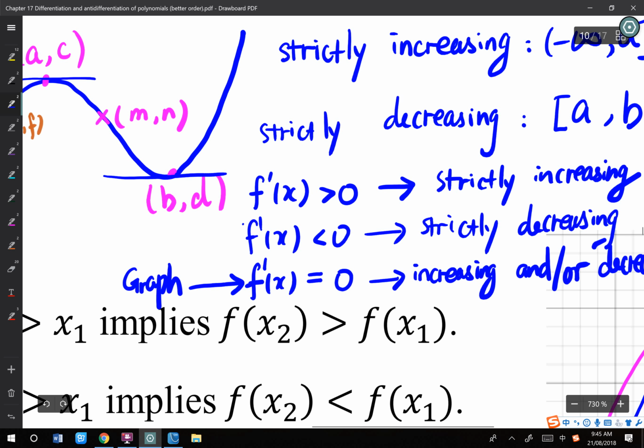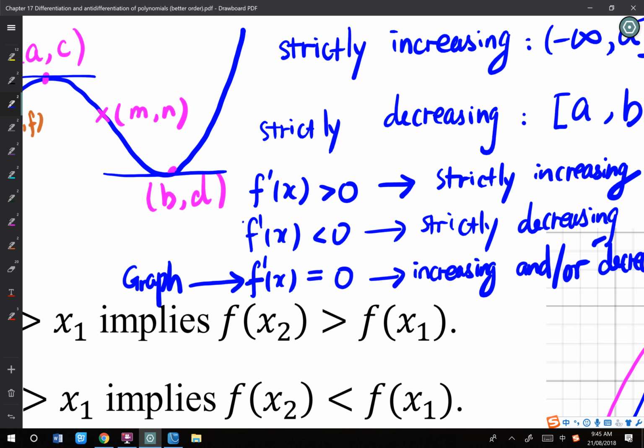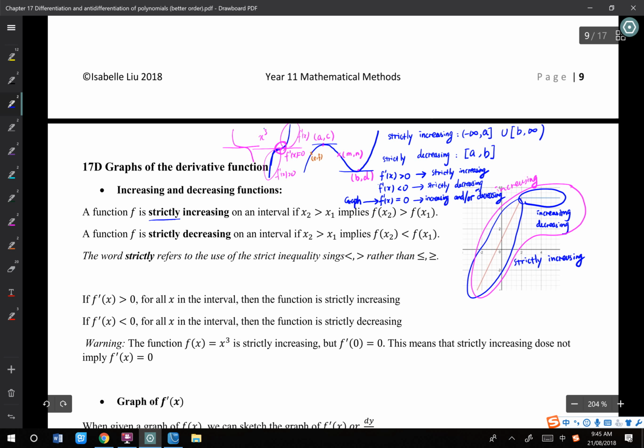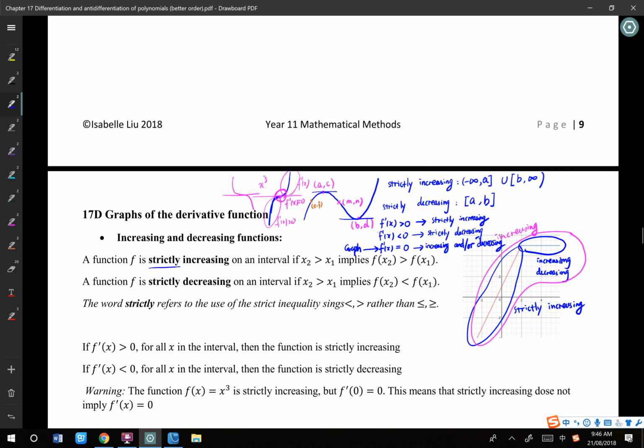So f dash x equals to 0 cannot tell you certain information, but f dash x greater than 0 can definitely tell you it's strictly increasing. F dash x less than 0 is definitely strictly decreasing, no doubt. But f dash x equals to 0, I can't really tell. Okay, that's the first part I want to talk about.